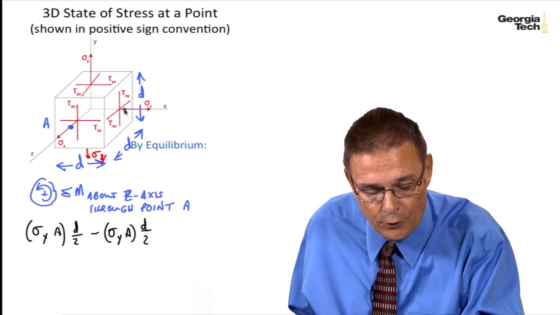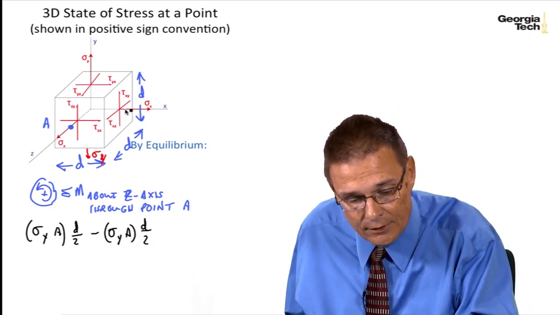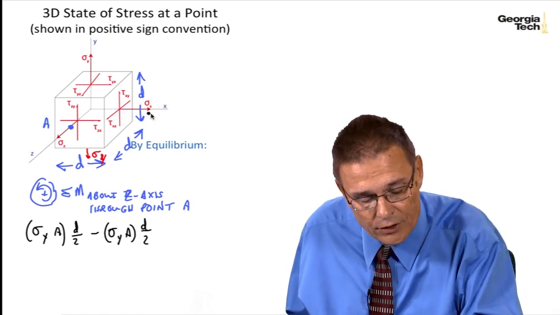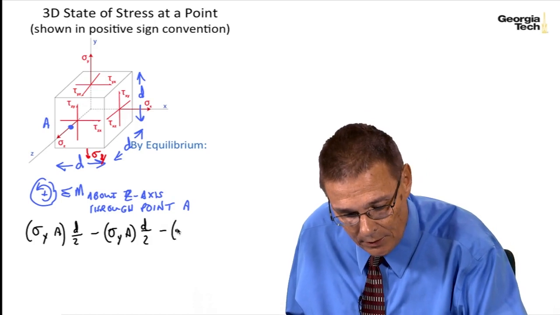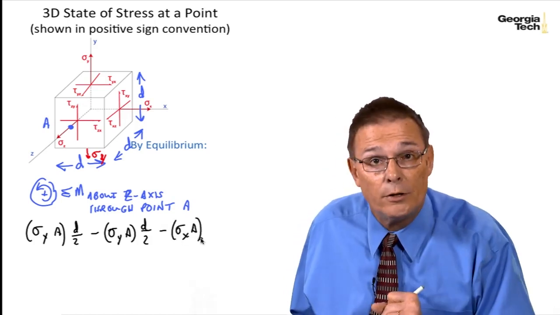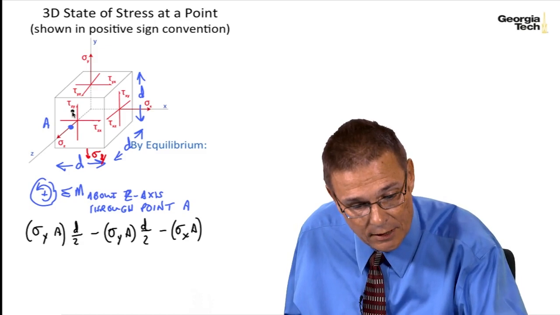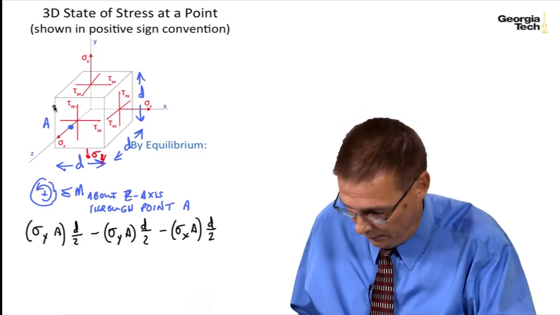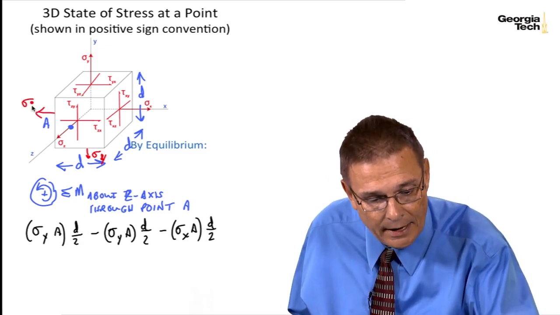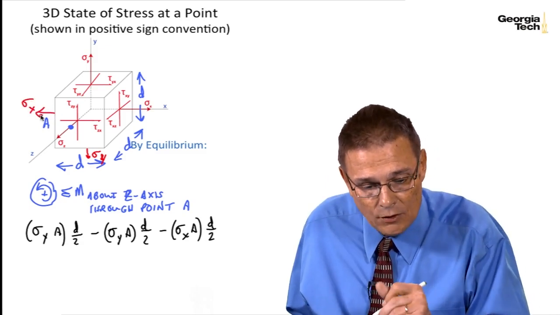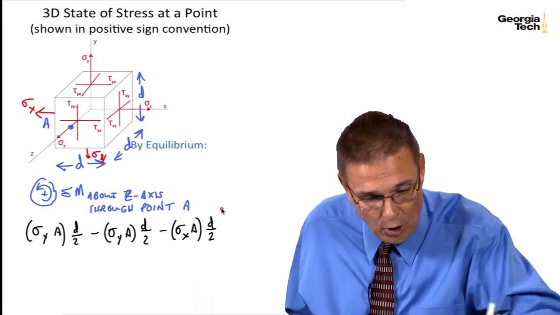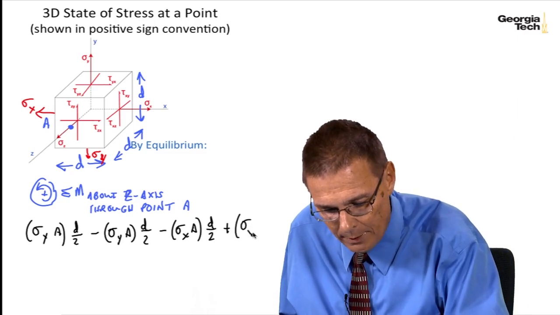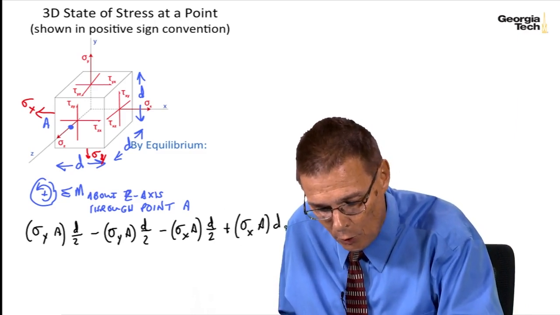Let's do the same thing for sigma x. For sigma x, we have clockwise rotation for this sigma sub x, so that's going to be minus sigma sub x times A, so it's converted into a force, times, again, d over 2 as the moment arm. And then we have a corresponding sigma x on the back side, and it's going to tend to cause a counterclockwise rotation, so that's going to be plus sigma sub x times A times d over 2.